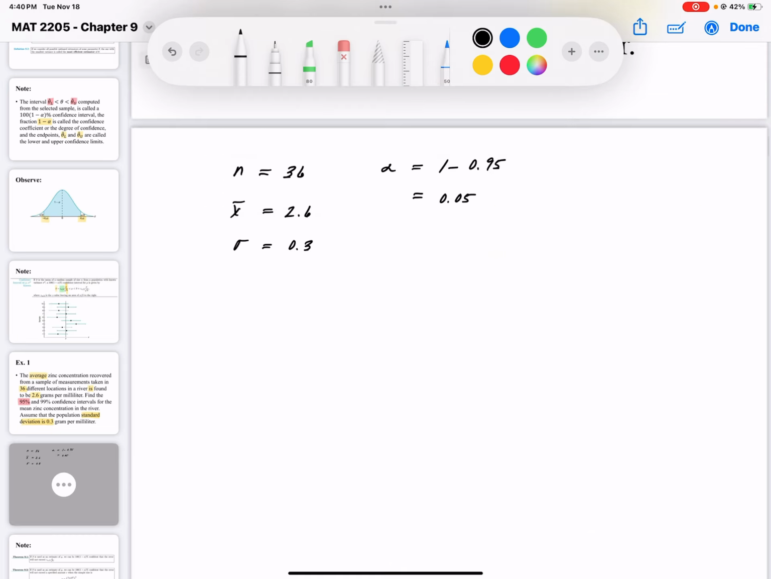So we have our alpha. So z sub alpha divided by 2 would be z sub alpha, which is 0.05, divided in half. That is z sub 0.025. All right, now some charts already have this number, okay? Some of you may already know that that corresponds to 1.96.